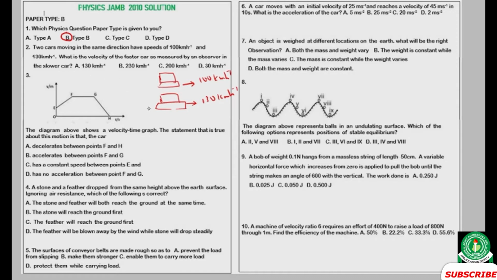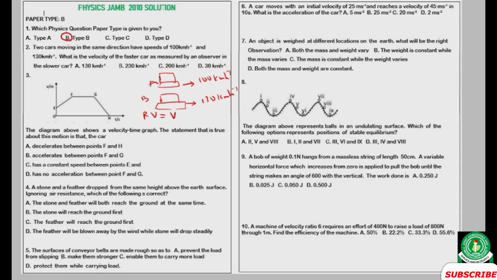Now, this is a relative velocity. We have to calculate the relative velocity of the faster car, which is moving at 130 km per hour, to the one that is moving at 100 km per hour, because we are asked the velocity of the faster car as measured by the observer in the slower car. So we are measuring the relative velocity with respect to the faster car, which is car B here, and we have car A. So we are measuring the relative velocity with respect to B.